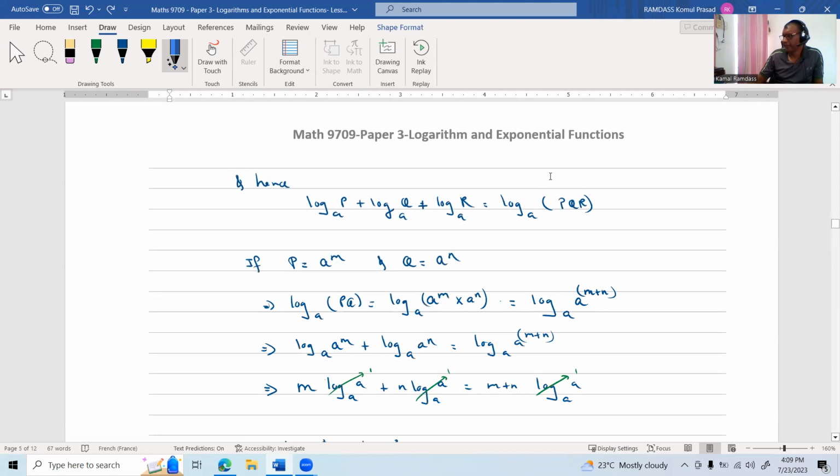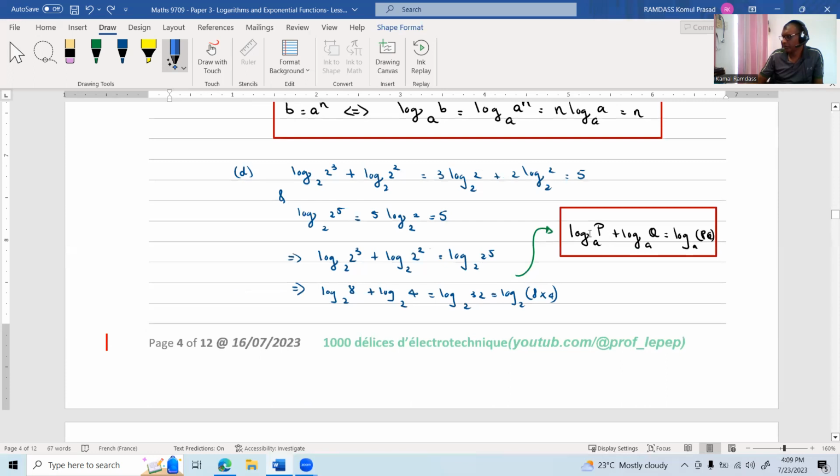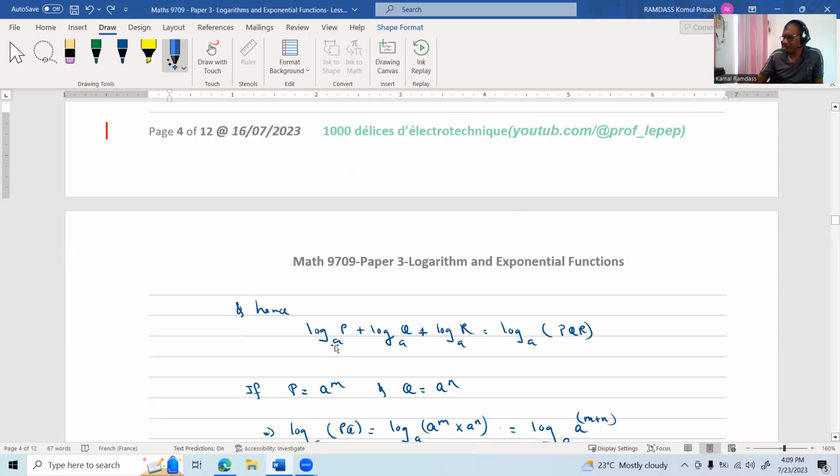Bon. Et puis là, on dit pas restricted to two numbers, capable any number, par exemple, les three numbers: log de p base a plus log de q base a plus log de r base a is equal to log de pqr base a. P times q times r.